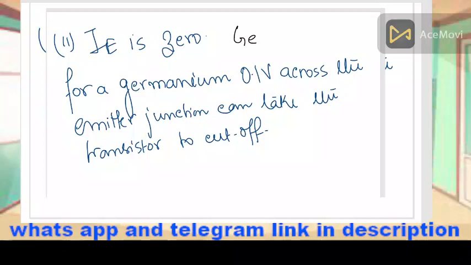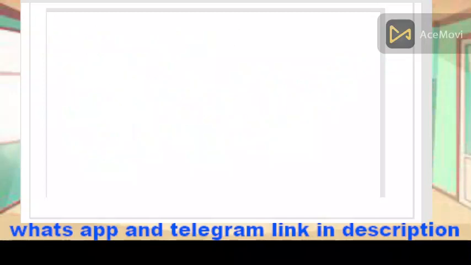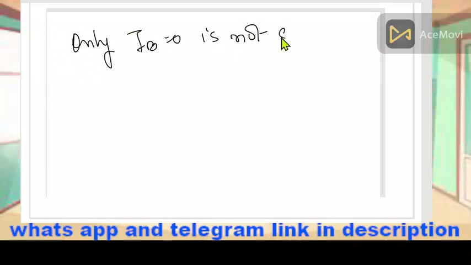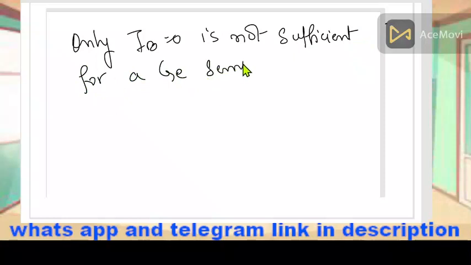So for a germanium transistor, it is required that you apply a voltage of 0.1 volt across the emitter junction to take the transistor to cutoff region. Only IB equal to 0 will not ensure that the transistor is in a cutoff region for germanium semiconductor. Only IB equal to 0 is not sufficient for a germanium semiconductor.